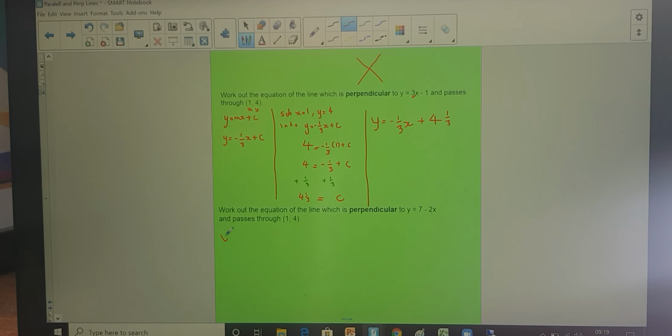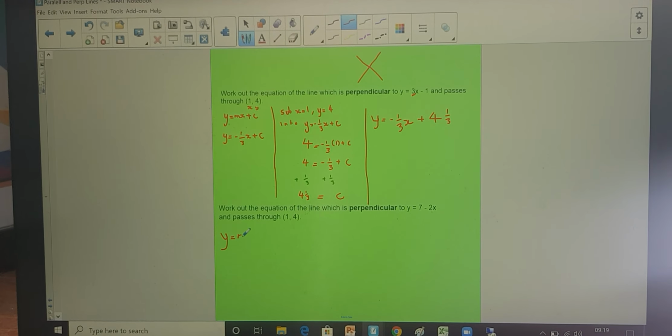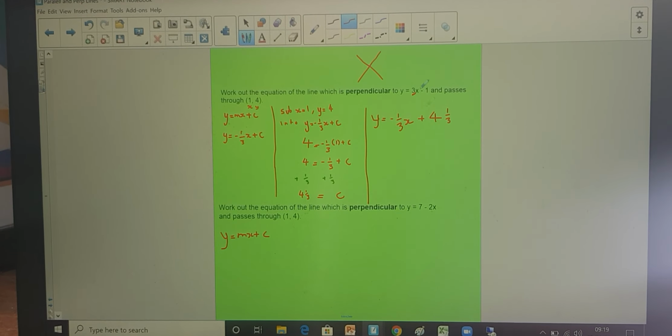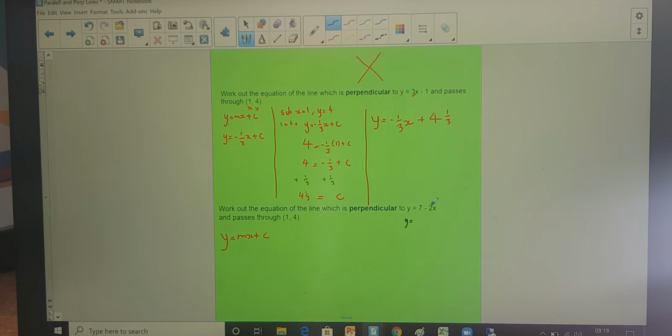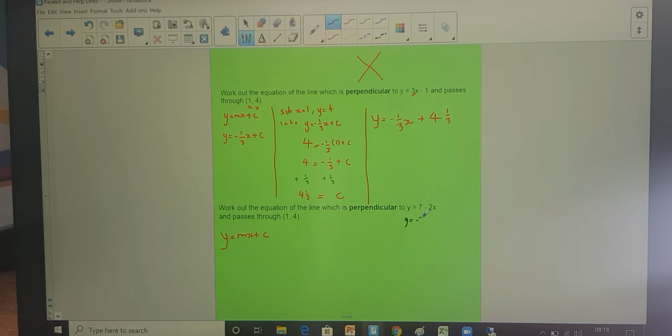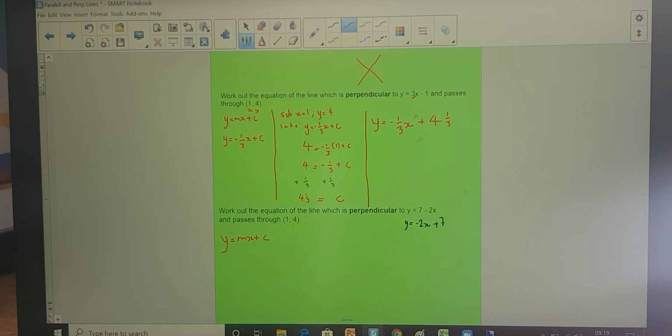I know that this perpendicular line can be expressed in the form y equals mx plus c. In fact, what I'm going to do here, guys, just so we don't get confused, is put this in the form y equals mx plus c. So I'm just going to put the thing with x, minus 2x, and that's a positive 7. This is exactly the same as the thing above it. I've just put it in a slightly different order. And the reason I've done that is so I can clearly see that my coefficient of x is negative 2. My coefficient of x in this case is my gradient.